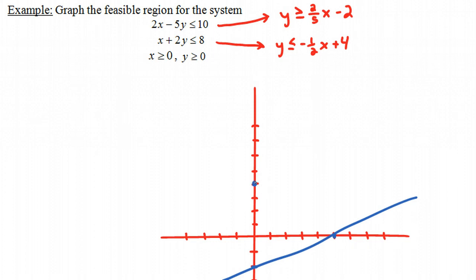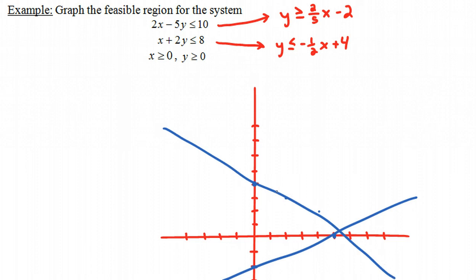The y-intercept would be 4. The slope is minus 1/2. So if you run to the right 2, you go down 1. Run to the right 2 again, go down 1 again. Right 2 again, down 1, and so on. So the graph is going to look something like this.